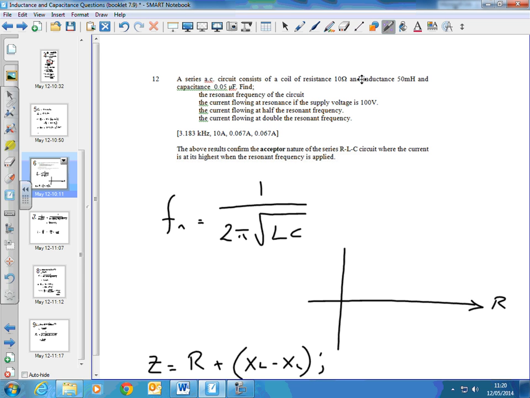Here are the solutions. I agree with those solutions this time, and then I'll run through them below. So pause and have a go.